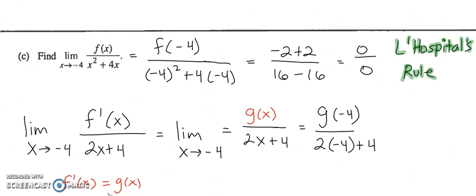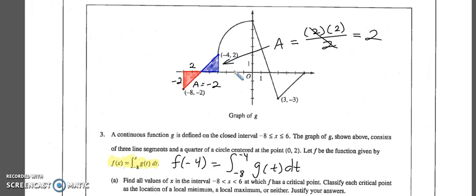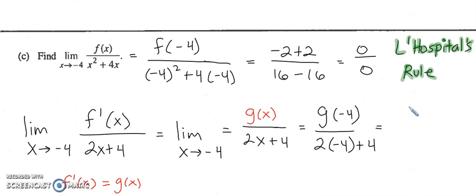Now, to calculate g of -4, let's just look at our graph. And when x is -4, we have y of 2. It's a nice point that's given to us here. So when x is -4, y is 2. So we get positive 2.